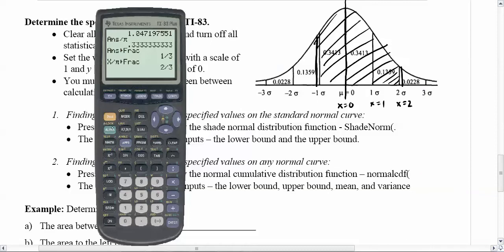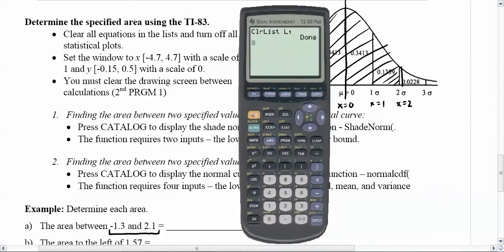So if you go to your stat menu, stat, clear list, so number 4. Clear my list. I'm going to take my stat plot and turn my plots off. I don't think you have to clear your list as long as you turn your plots off.